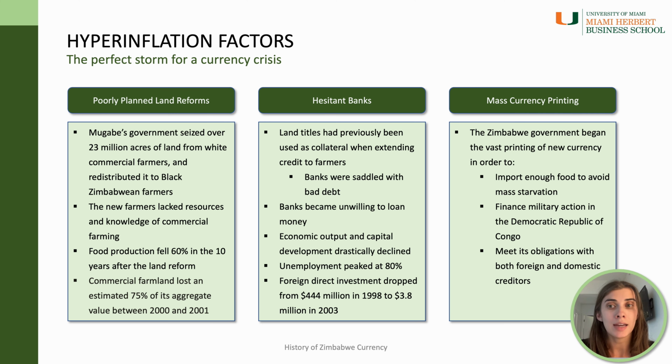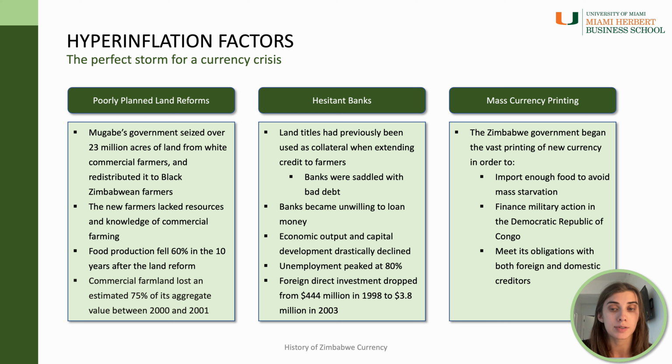My name is Samantha, and I'm now going to be discussing the specific factors that led to Zimbabwe's extreme hyperinflation. Although many decisions and policies can be attributed to Zimbabwe's worsening inflation, one of the main catalysts was the poorly planned land reform by Robert Mugabe's government. In the early 2000s, the government seized over 23 million acres of land from white commercial farmers, and they redistributed this land to black Zimbabwean farmers.